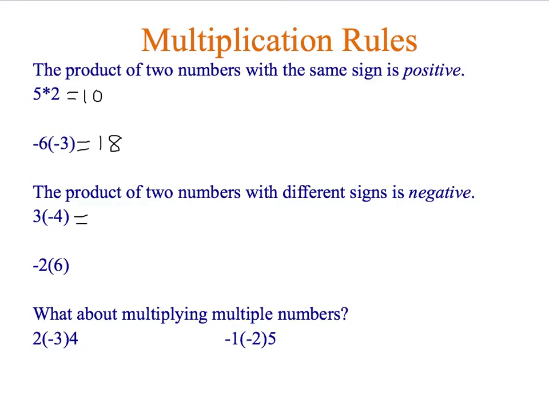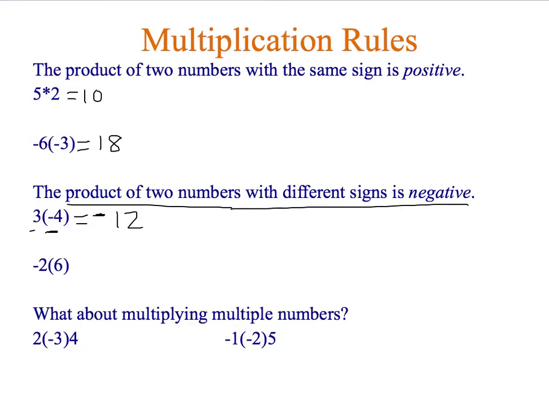The first example, we have 3 times negative 4. You do 3 times 4, which is 12, and because one of the numbers is negative and the other is positive, then we know that it's going to be negative, because our rule says the product of two numbers with different signs will be negative.